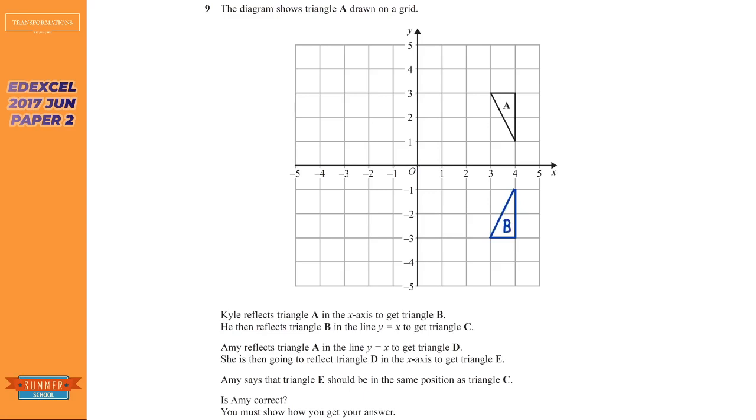He then reflects triangle B in the line y equals x. So if I draw in that line, this is the line y equals x. Okay. And this time what we're going to do is count the diagonals. So if I just draw a line in, count the diagonals, and so it's like that. So we're counting diagonally. So we're going to do 1, 2 and a half, half, 1, 2. So the first one will be there. Let's just get rid of that.